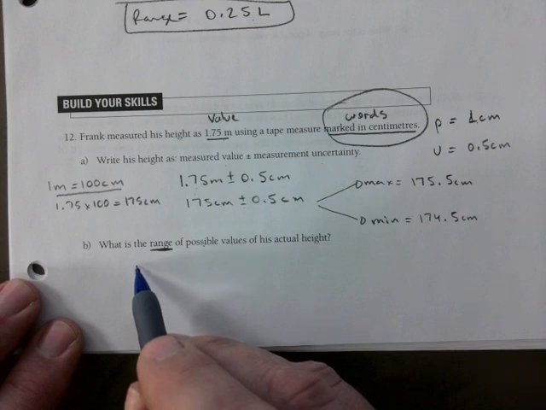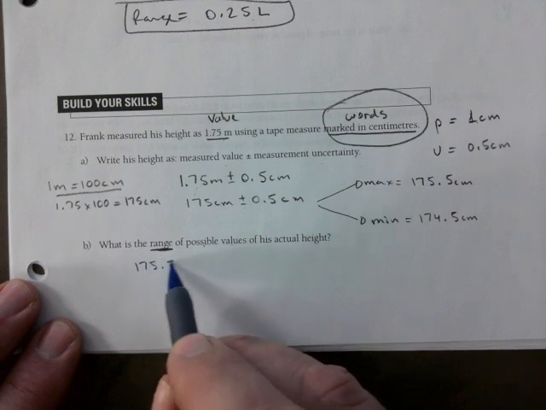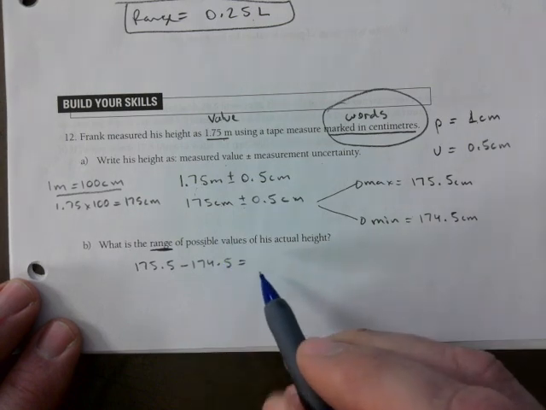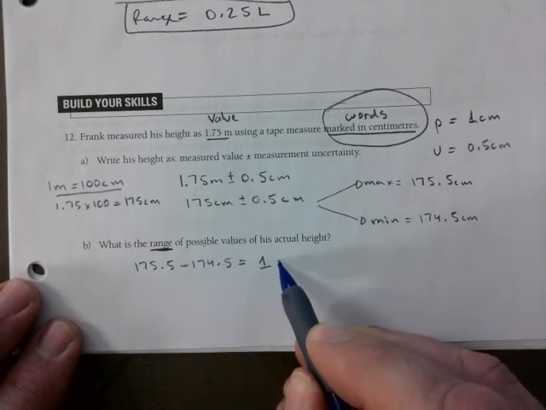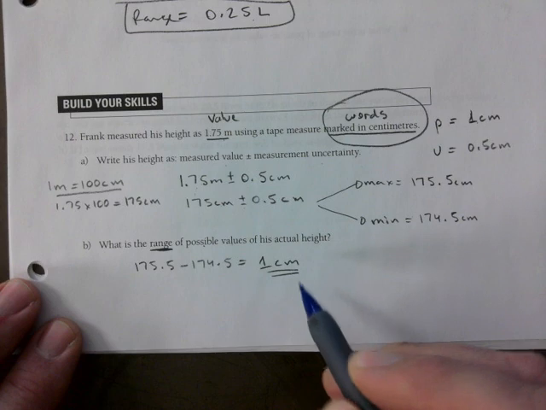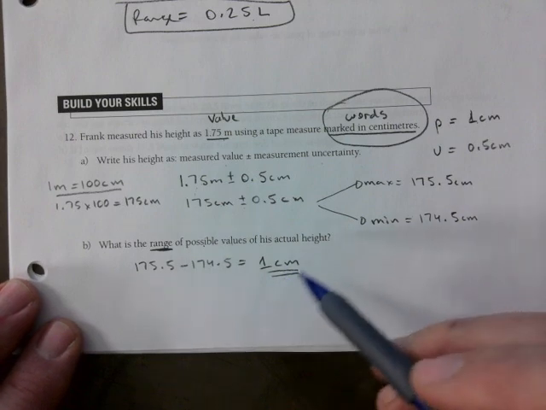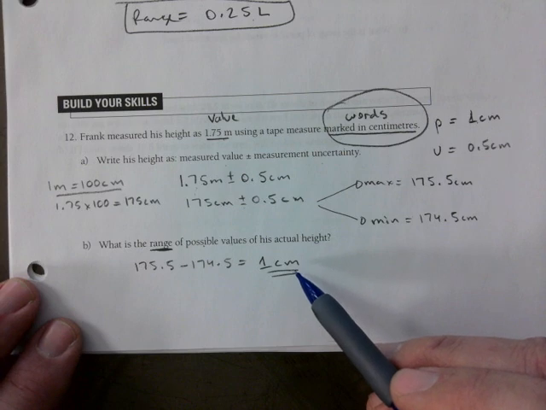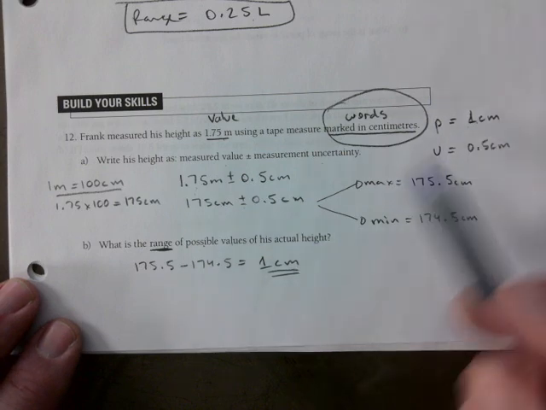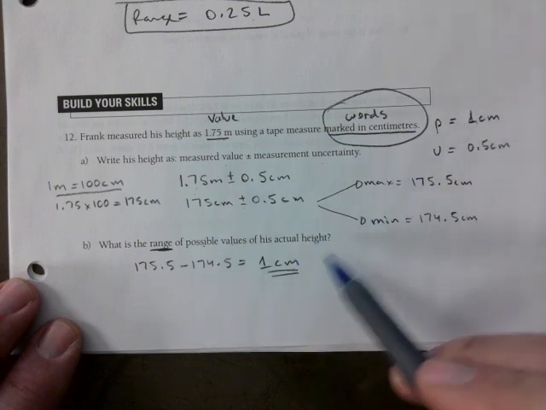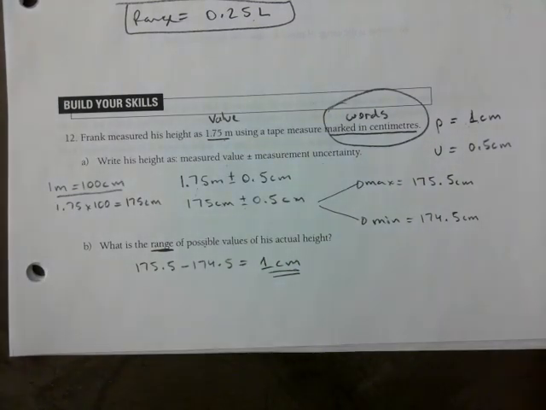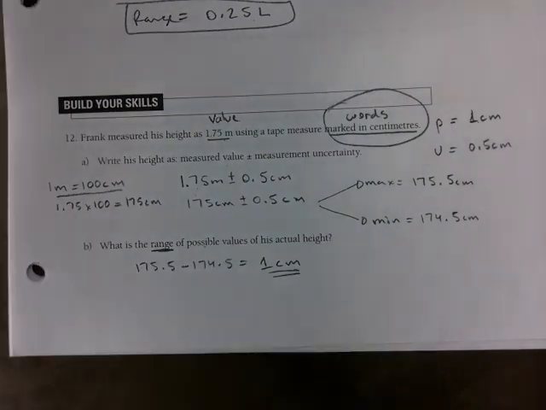So the range would be 175.5 minus 174.5, and that is actually 1 centimeter. I don't know if you notice a pattern, but don't assume it's always going to be the case, but it's the same as your precision, right? Just keep that in mind.